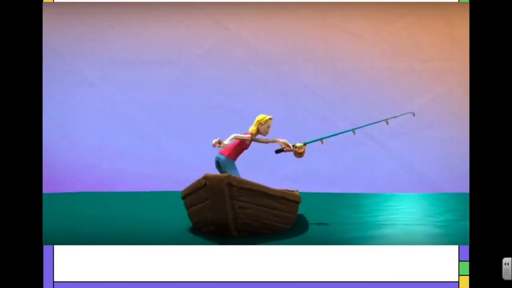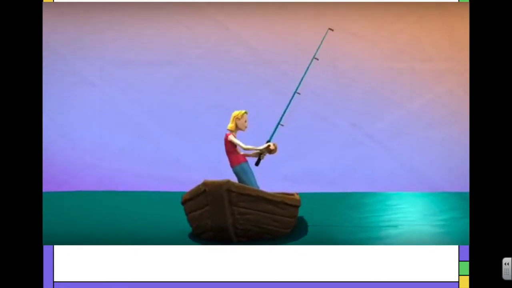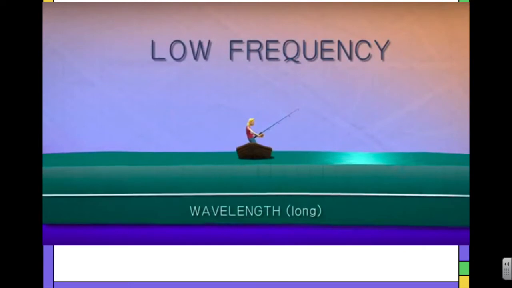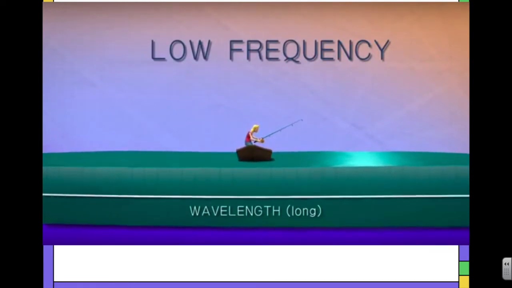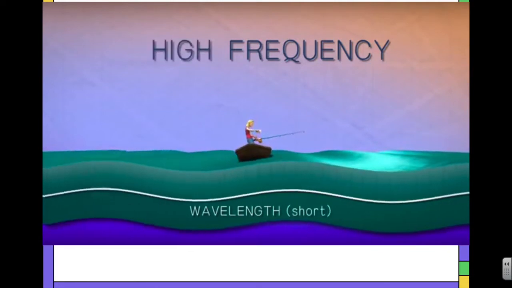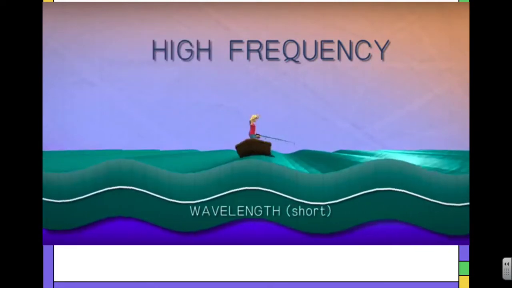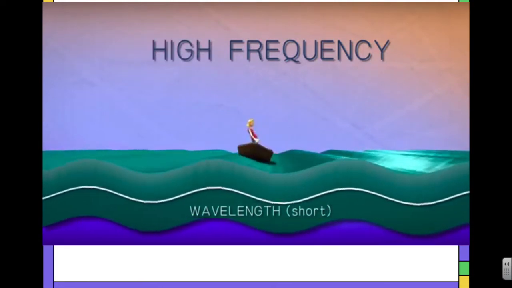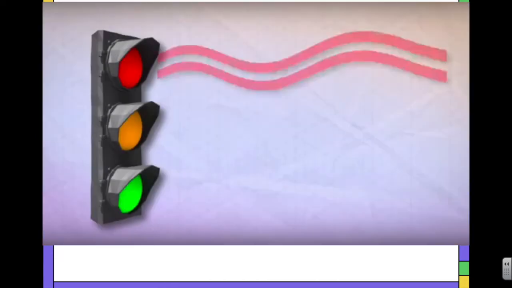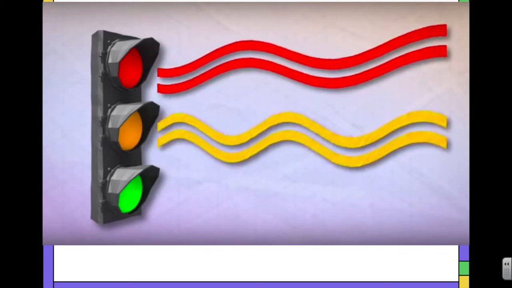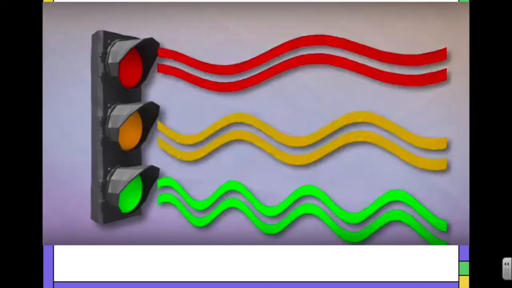Imagine being a boat in that ocean, bobbing up and down as the waves go by. If the waves that day have long wavelengths, they'll make you bob only so often, or at a low frequency. If the waves instead have short wavelengths, they'll be close together and you'll bob up and down much more often, at a high frequency. Different kinds of light are all waves, they just have different wavelengths and frequencies.